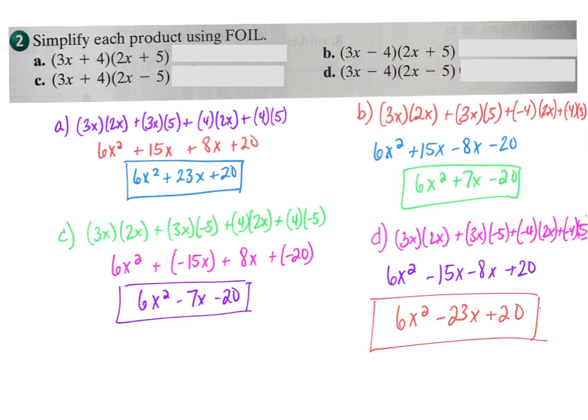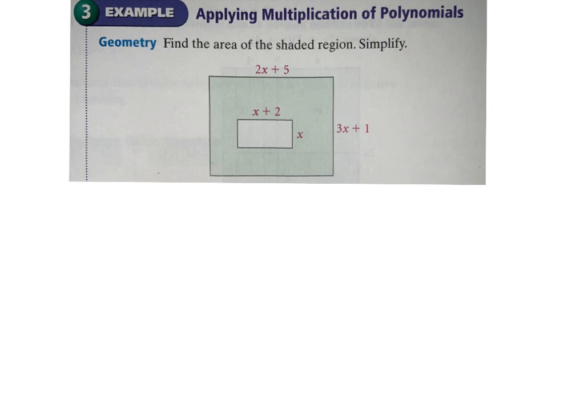All right, so here they want the area of the shaded region. In order to find the area of the shaded region, what we're going to have to do is find the area of this whole big rectangle, and then we're going to have to subtract the small rectangle, and what's left over will be this shaded region, okay? And so if we're going to find the area of the large one, we're just going to multiply base times height.